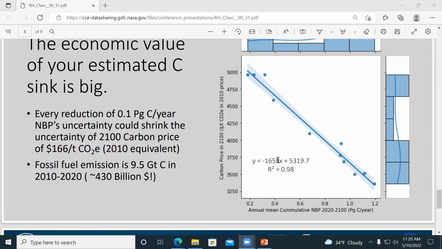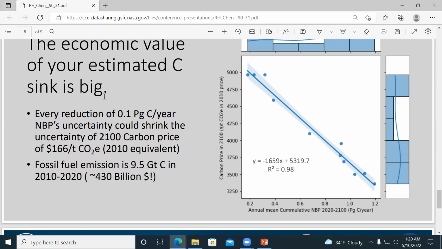I'm sorry, there's a mistake. There should be a point here at 165.9. So we see that every reduction of 0.1 petagram carbon per year in the NPP uncertainty could reduce the uncertainty of the 2100 carbon price by 166 dollars per ton of CO2 emission.